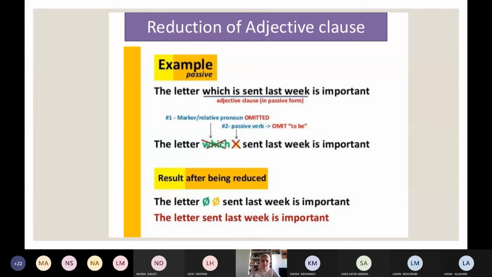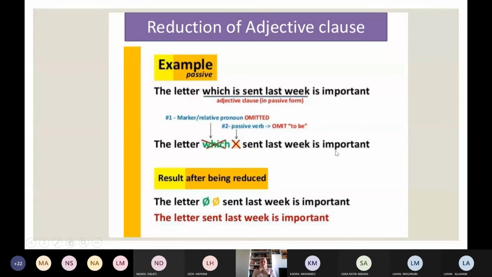How would I understand this is an adjective clause, teacher? From understanding. So, the letter which is sent last week is important. The letter sent last week is important. Where did which and is go, teacher? I can eliminate the introductory word of the adjective clause as long as I can understand. The letter sent last week is important.